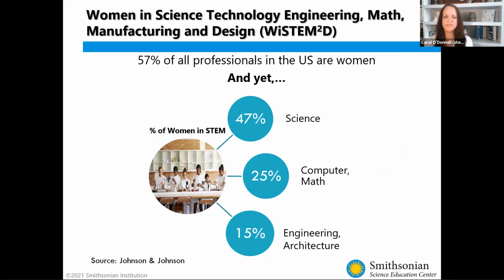So as we know, 57% of all professionals in the United States are women. And yet only 47% of women make up the sciences, 25% are in computer fields or math fields, and sadly, only 15% are in engineering or architecture. And that number in engineering has declined over the years instead of increasing.